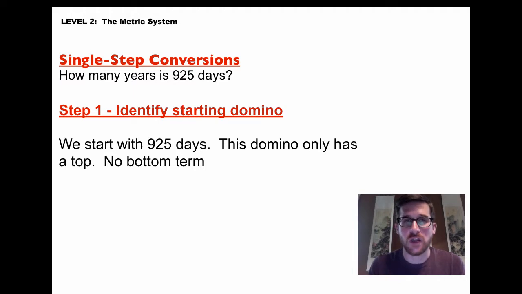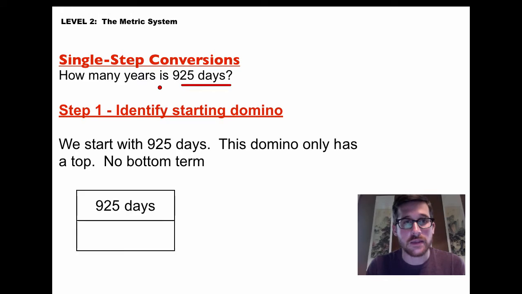What do I start with? What's my first piece? Well, we're going to start with that 925 days. That's the only information really that I'm given in this problem to start with. So this domino has one top, no bottom. Okay, and I'm always going to draw this out in domino form. So I got a top here. Your first domino will always have just a top, no bottom.